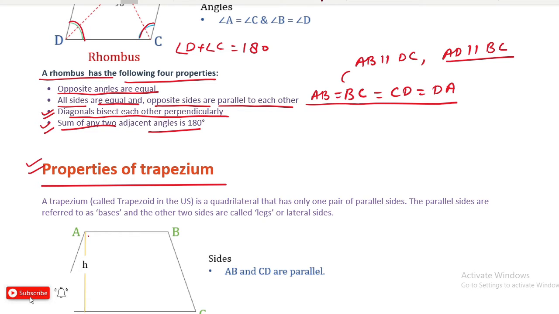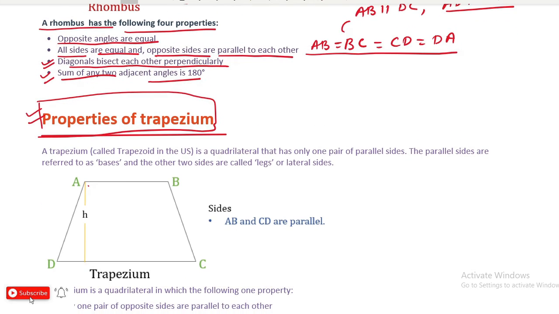Properties of the trapezium. Okay. Here the third section, trapezium, and these are the properties of the trapezium. A trapezium is also a kind of quadrilateral, and in the US it is called a trapezoid. Okay. That has only one pair of parallel sides. A trapezium is a quadrilateral that has only one pair of parallel sides.